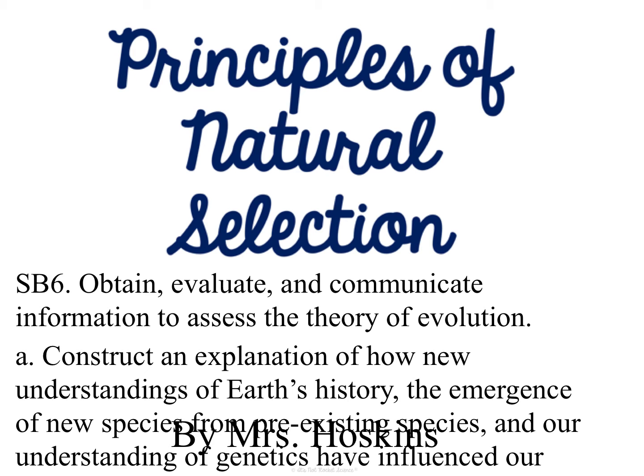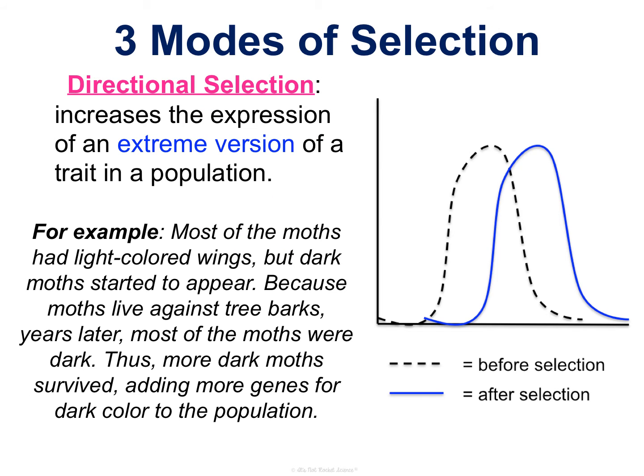To kick off our study in evolution, we're going to talk about the principles of natural selection. So we see three different modes of the selection process. Directional selection is an increase in the expression of some extreme version of a trait in a population. A good example of this is color.